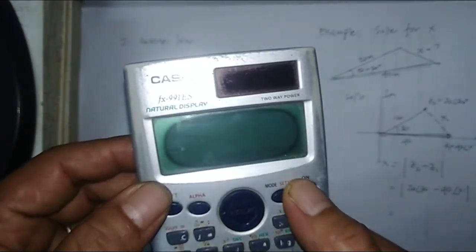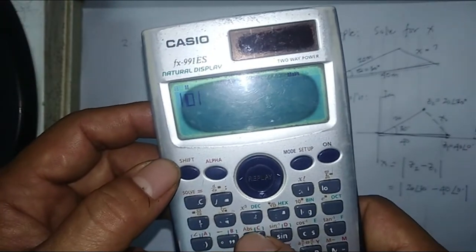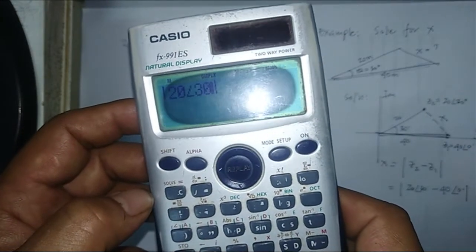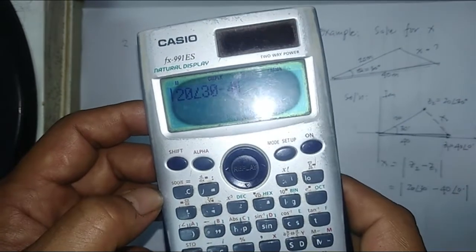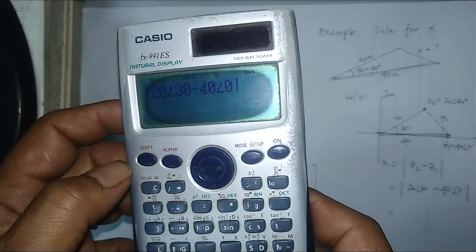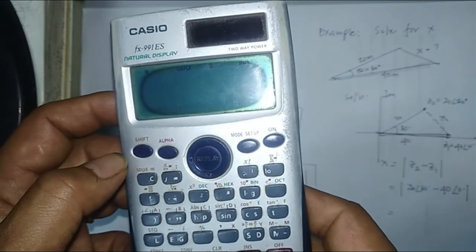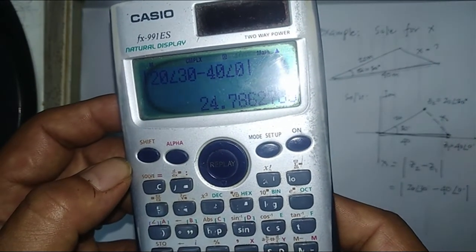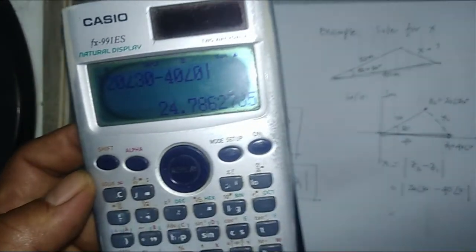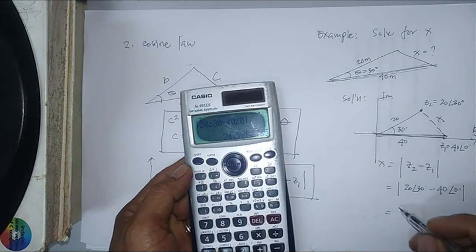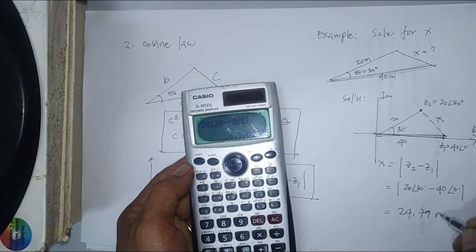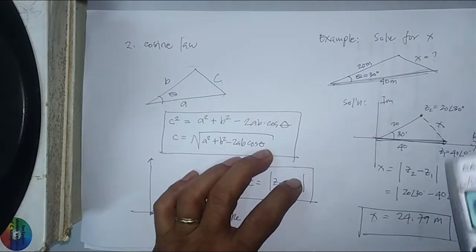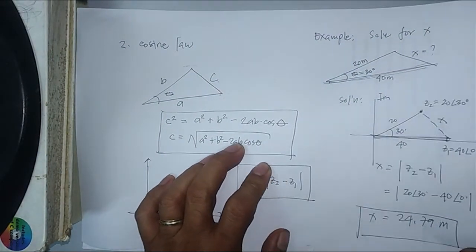So again, this is the absolute value of 20 angle of 30 minus 40 angle of 0. Press the equal sign. You have 24.79 as your magnitude, or the value of x, that is 24.79 meters. So that's how easy it is to solve this problem using a complex number.